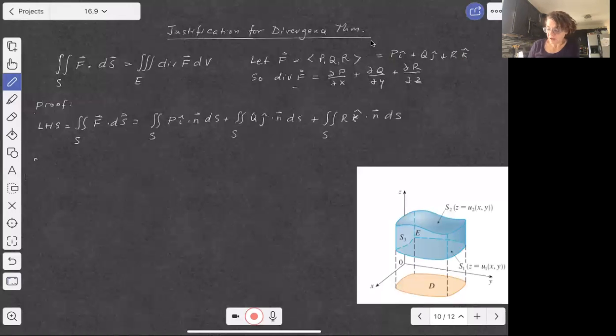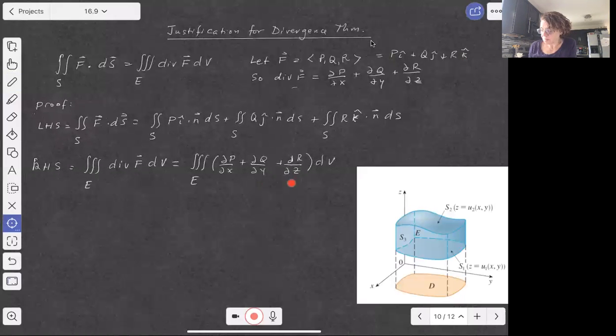We're going to take the right-hand side and do the same thing to it. So it's the integral over E of the divergence of F dV. I can first rewrite it as the integral over E, and I know what the divergence is, dP/dx plus dQ/dy plus dR/dz, dV.